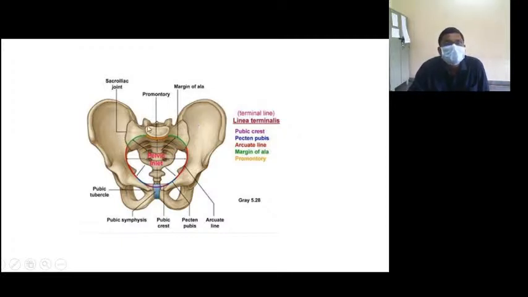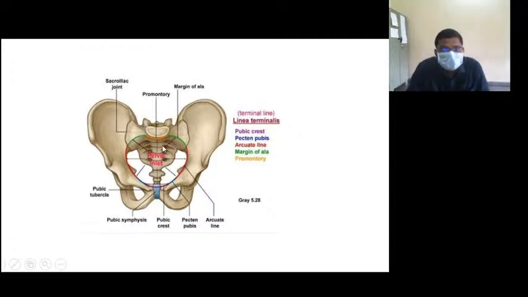Okay, so it forms a part of the posterior abdominal wall, and the part which is present below this pelvic brim, or the inlet of the pelvis, is called the true pelvis, which contains the pelvic viscera. So this is the difference between the true pelvis and the false pelvis, and this difference can be made with the help of this pelvic brim, or otherwise called the superior aperture of the pelvis.